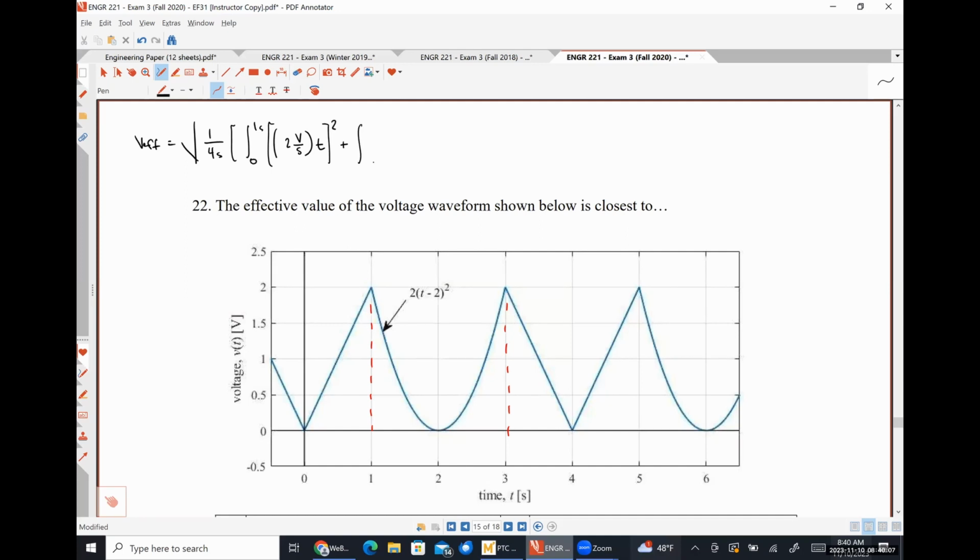Then I have the integral from 1 second to 3 seconds. I'm explicitly told what that shape is. So 2 times t minus 2 squared quantity squared. Sorry, I forgot my dt's here for my integral. And then the integral from 3 seconds to 4 seconds. My slope for this bit right here is negative 2 volts per second. T minus 3, because I'm just shifting it over 3 units and then adding my intercept of 2. Square that. Close this off.